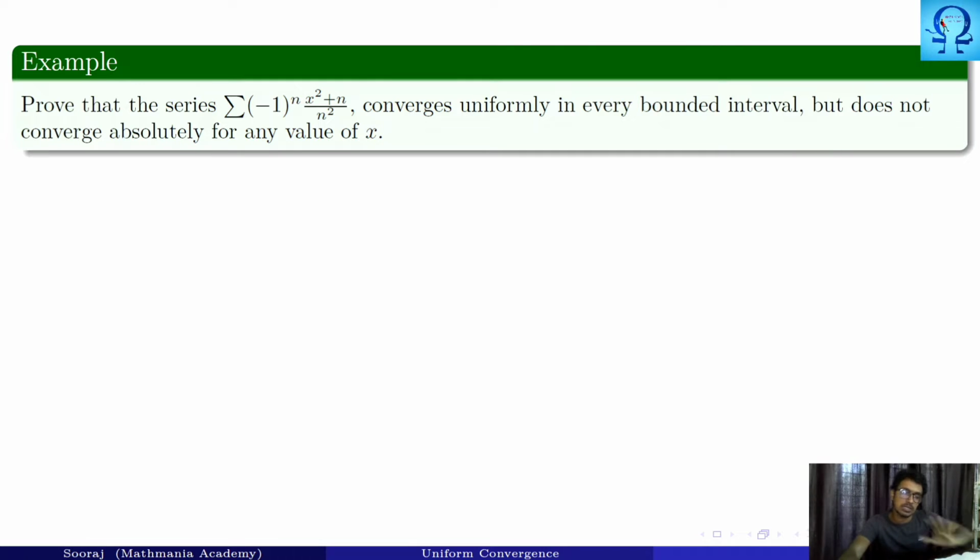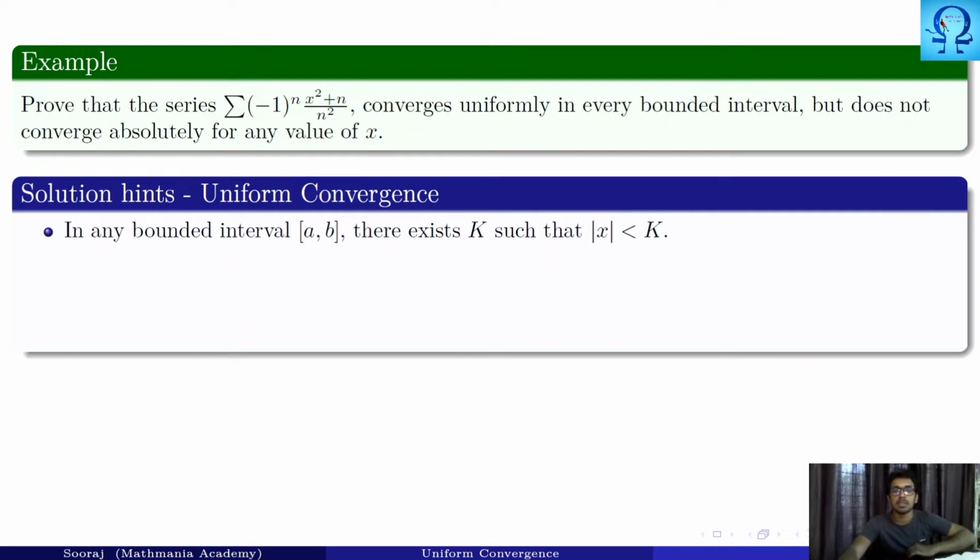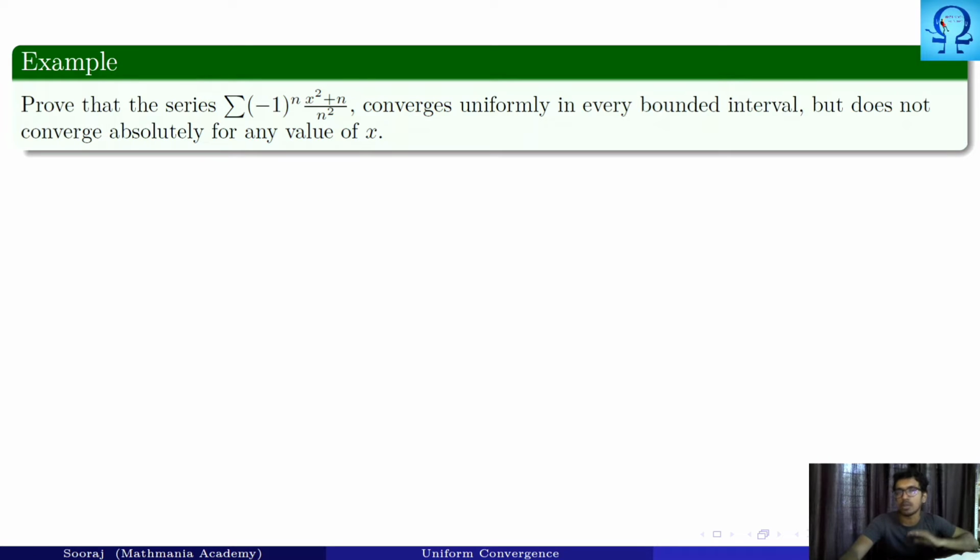Now with this test, we will have to justify that the given series converges uniformly in every bounded interval, but it is not convergent absolutely for any value of x. First of all, I am not going to solve this completely, but I'll give you the hints in which it can be solved.